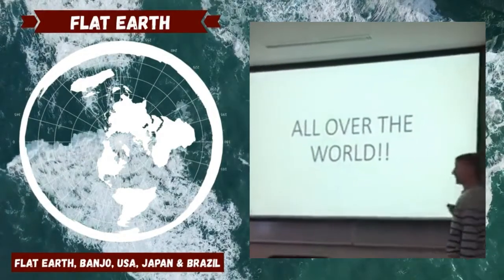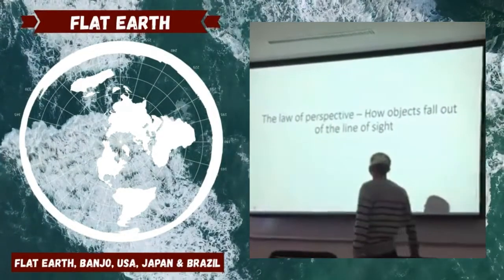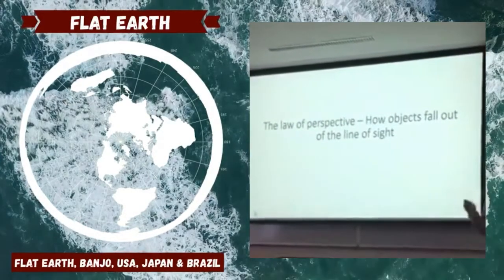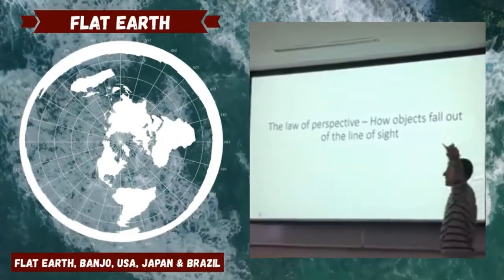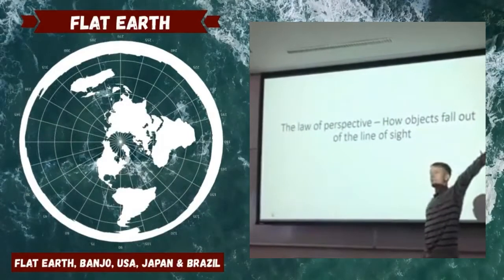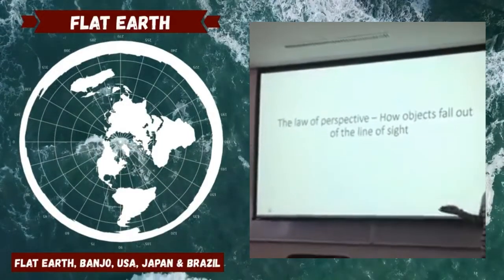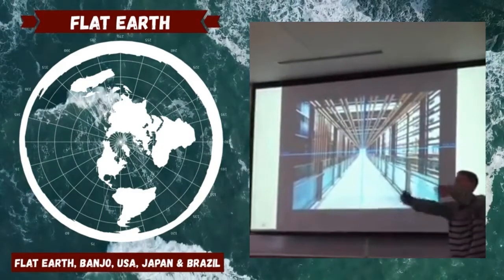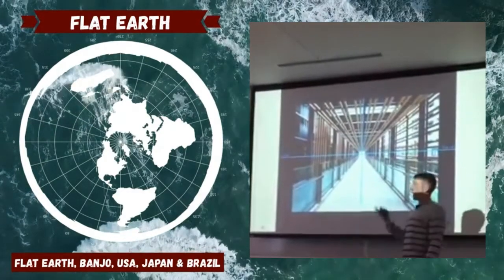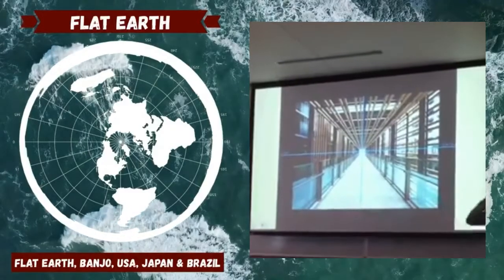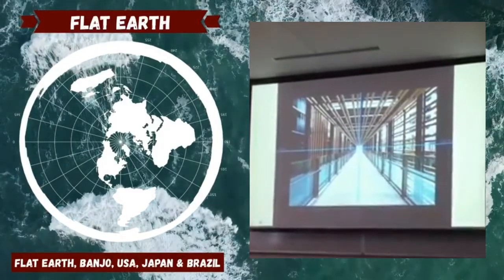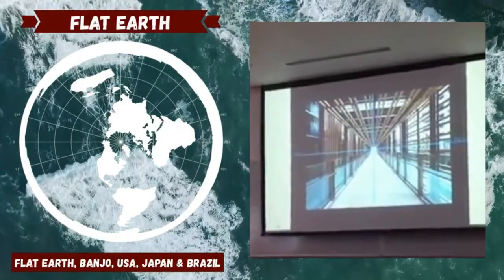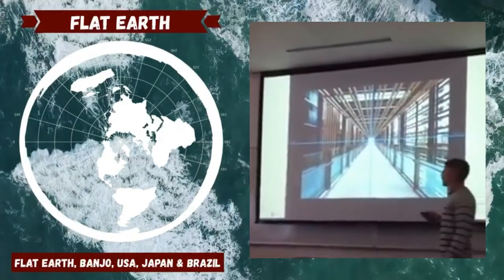Next thing I wanted to get into, the law of perspective, how objects fall out of the sight of your vision. This is two of the main points that Aristotle thought the world was a globe. He didn't understand the law of perspective at all. The law of perspective is simply how something falls out of your vision. So what he thought, whenever he was heading north, the south stars were slowly curving out. And he had to assume that the world was round because of that, right guys?